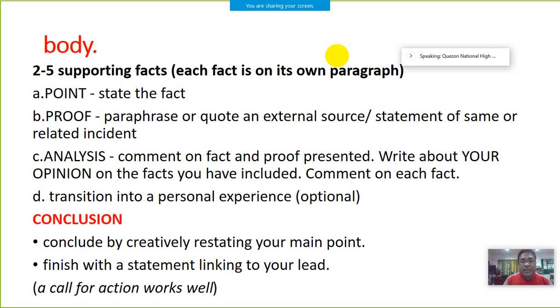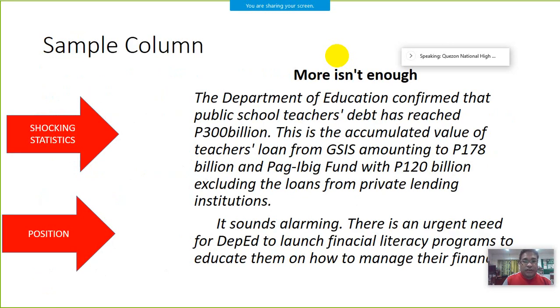Then after you justified your point by giving proofs, go into analysis. Comment on fact and proof presented. Write about your opinion on the facts that you have included. Then, if possible, you can have transition into a personal experience. So, this is optional. Then, the concluding part. Conclude by creatively restating your main point or finish with a statement linking to your lead. Somehow, a call for action works well if that is required of the discussion in the context of your column.